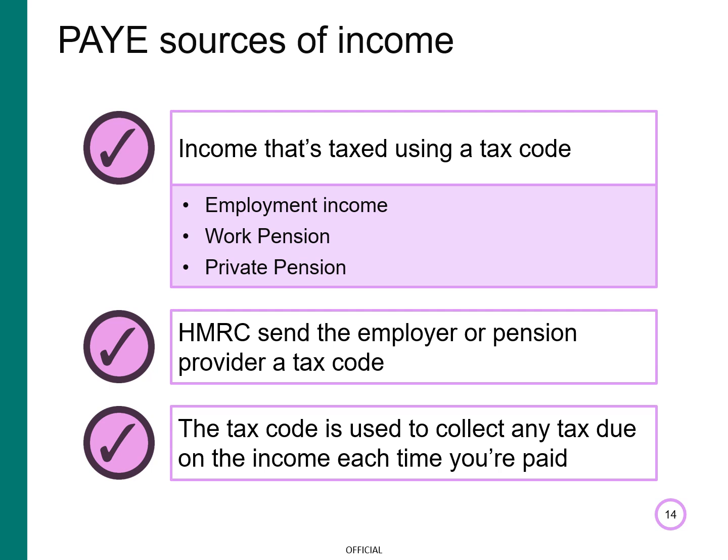Before we look at these pages, I'll just explain what we mean by a PAYE source of income. This is income which is taxed before you're paid using a tax code. For example, it may be from an employment, a works pension or a private pension. HMRC send the employer or pension company a tax code so they can collect any tax due on that income each time you're paid.